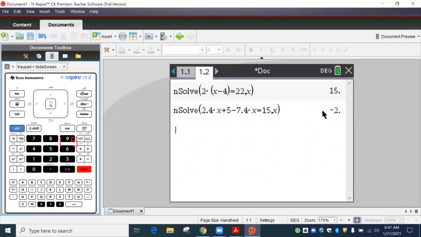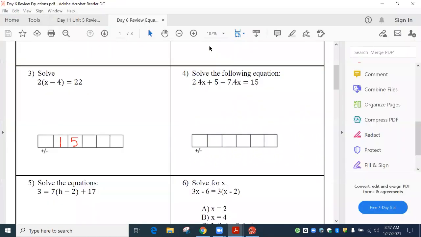Okay, so it did come out to a whole number. We got -2 here. All right, so let's go back to our answers. And so right here, it was -2. We have to put the negative sign right there when we put our answer. And then, of course, the 2 would go right there.